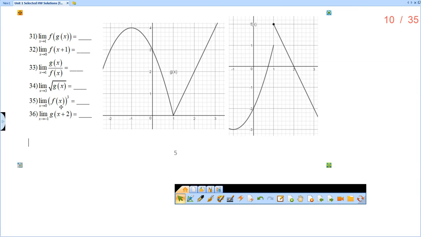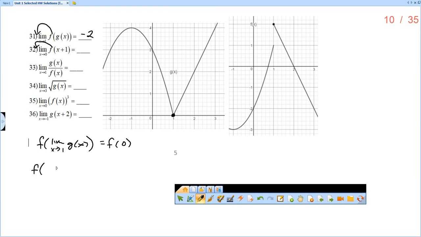All right, so what we have here is some evaluating limits graphically, but we have some special situations going on. So 31, limit as x approaches 1 of f of g of x. Remember, this is where we're going to take f out. And so we're evaluating f of the limit as x approaches 1 of g of x. We look at g and ask, what is the limit as x approaches 1 of g? Of course, that is 0. So then we're evaluating f of 0. What is f of 0? That is -2.